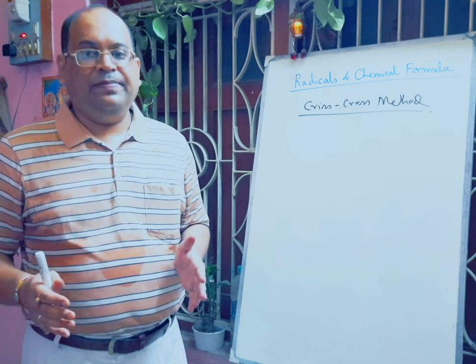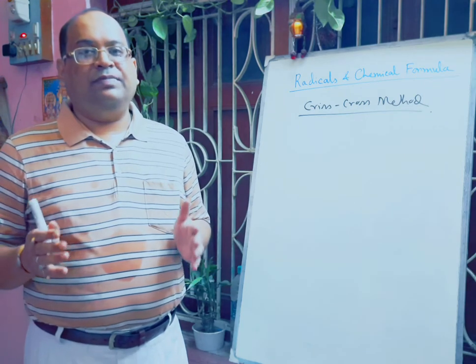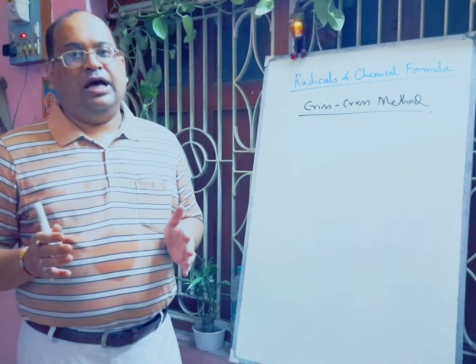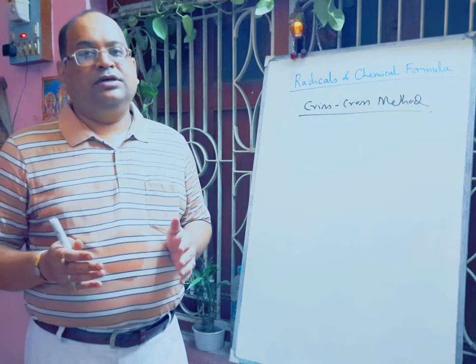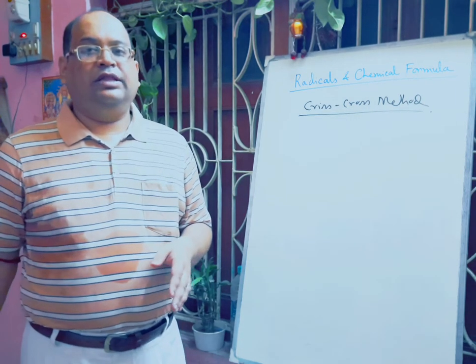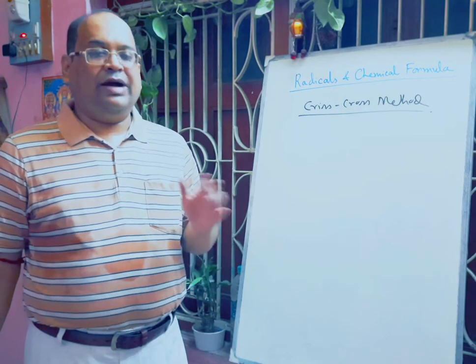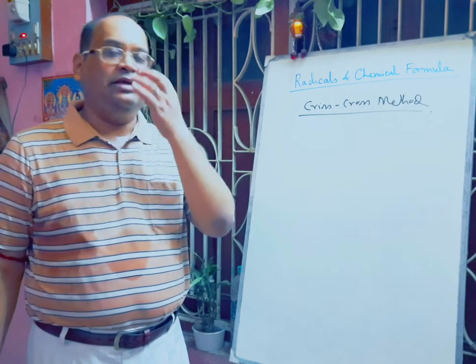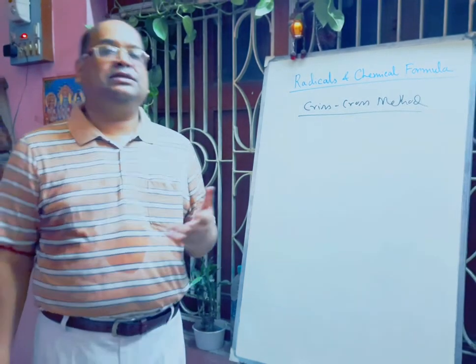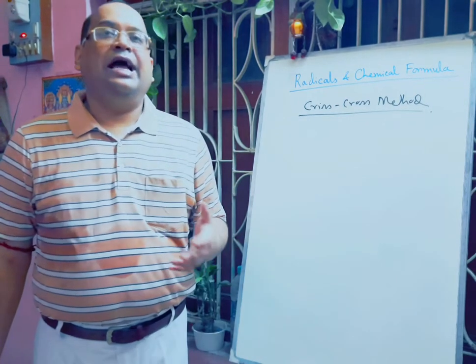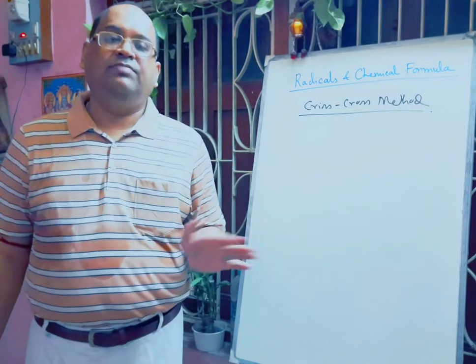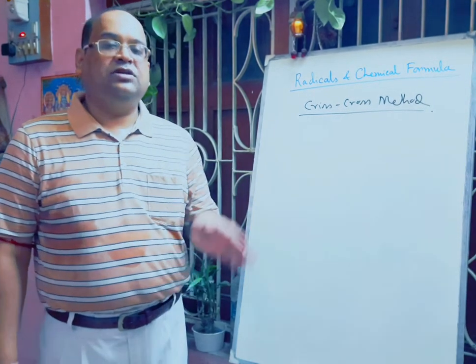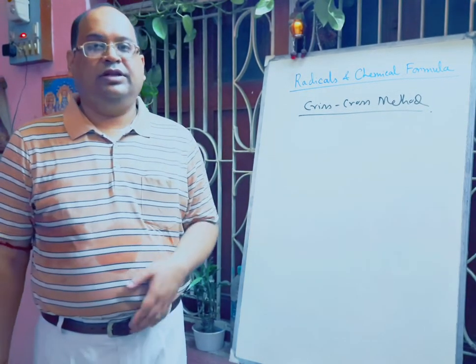Next, step 3: write the valency of each atom on top of its symbol, and you should ignore the plus or minus signs. From the acid radical you are getting that minus charge, and in the basic radical you are getting that plus charge. In a compound there should not be any plus or minus charge. Actually the compound is neutral, so you have to ignore it.